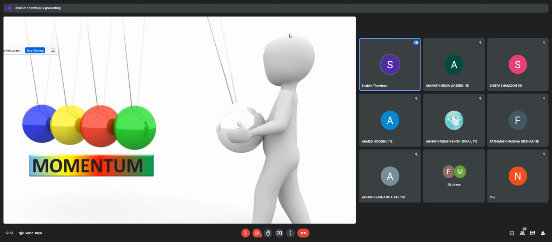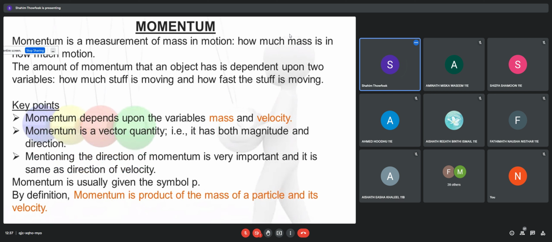Momentum. Is it the same as moment or different? Don't confuse them. They are two completely different terms. Moment is the turning effect of a force. Momentum is completely different. It is related to the mass of the object and the motion of the object. We'll see momentum deeply here.